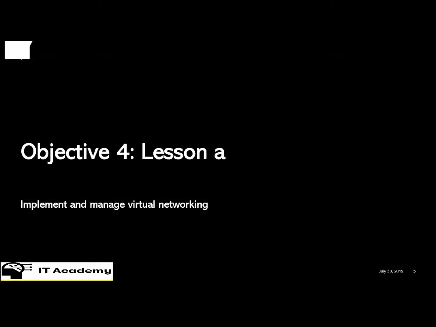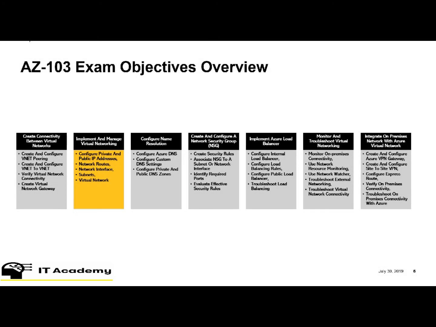In Lesson 8 of Objective 4, we're going to take a look at how to implement and manage virtual networks. To pass the AZ-103 exam, you can expect to run into questions that test your ability to configure private and public IP addresses, manage network routes, manage network interfaces, divide virtual networks up into virtual subnets, and to configure virtual networks.